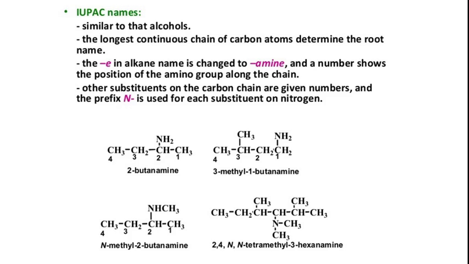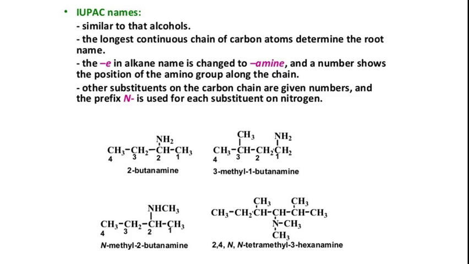If you see this, 1, 2, 3, 4, on the third carbon a methyl is there. That's why 3-methylbutanamine. In this one, the longest chain is the root chain first, 1, 2, 3, 4, so butanamine. On N, what is there? Methyl is there, that's why N-methyl. On which carbon is the amine? The second carbon. That's why N-methyl-2-butanamine.